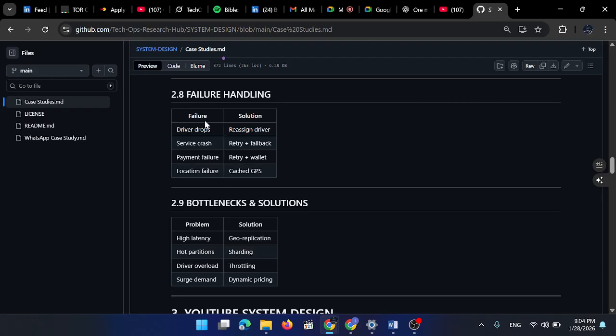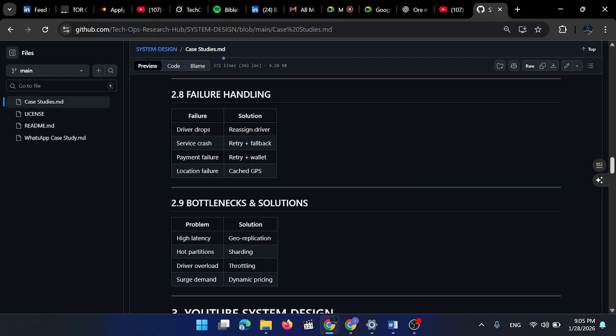So these are just ways in which you as the user, now this one is typically the user trying to handle failures at the end of the day. The driver drops, you get to reassign a new driver, which means you get to look for a new driver from the application. If the service crashes, you get to retry back, and also it gives you a fallback. If there's a payment failure, you still have to do a retry and then check the wallet. If the location fails, you have to cache your GPS. So those are failure handling methods that are very important, but I bet these are clear to everyone.